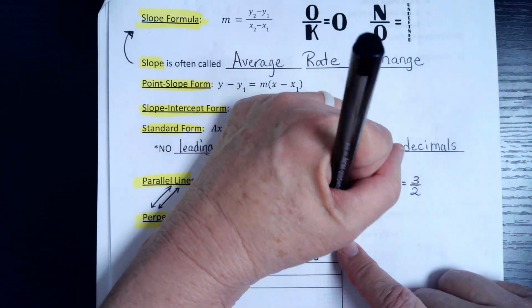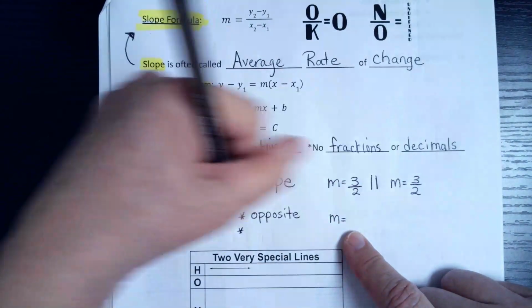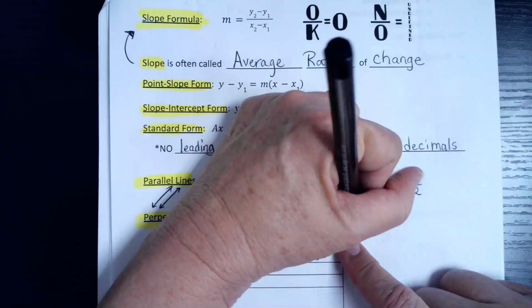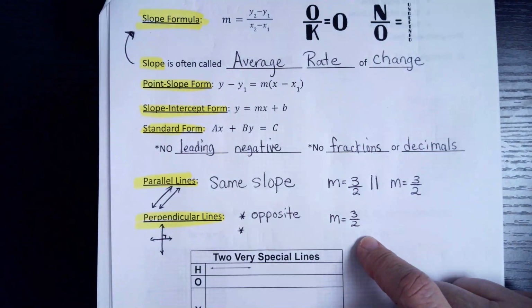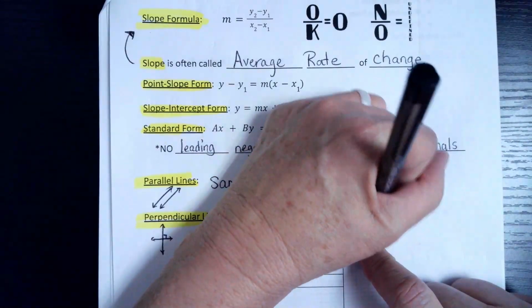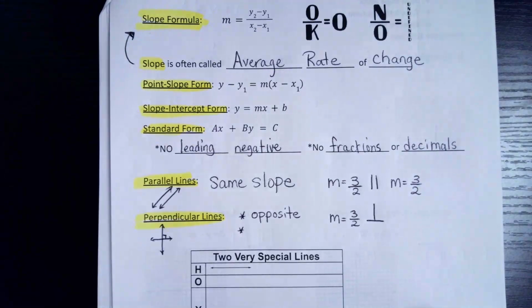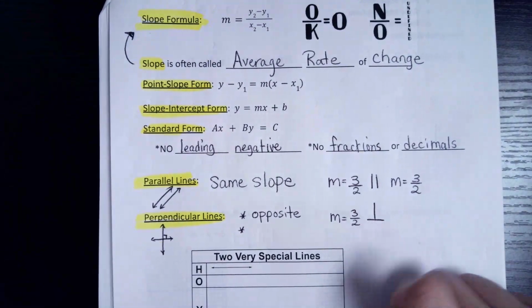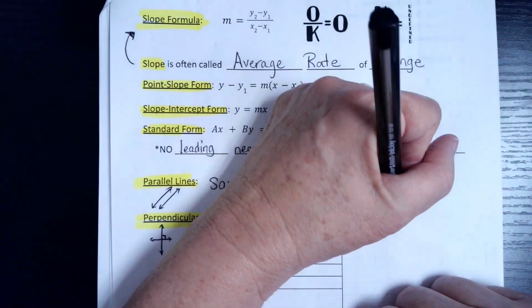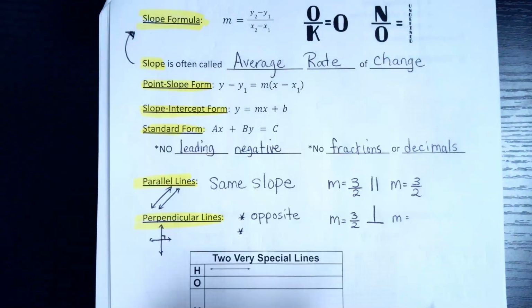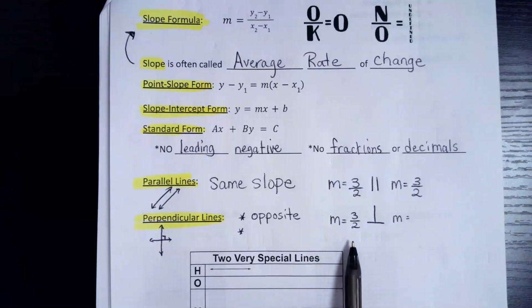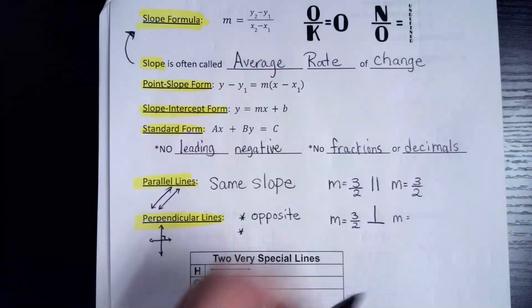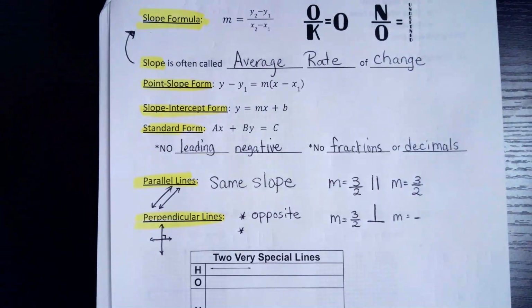Let's say I want perpendicular, and I say the first line has a slope of 3/2. Do you know what the symbol for perpendicular is? It's an upside down capital T, because they make right angles, right? So what would the slope be that is perpendicular to 3/2? It'll be negative, and you do something else with that fraction.